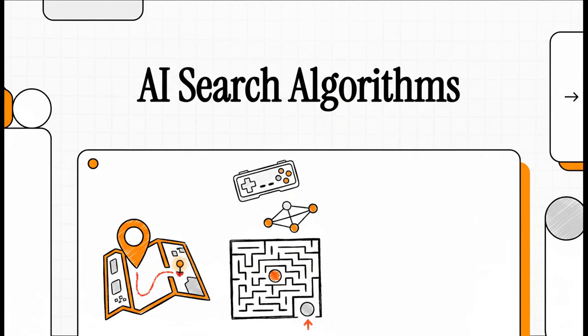Have you ever wondered how your GPS just knows the fastest route even when there's traffic? Or how an enemy in a video game can hunt you down so perfectly? Well, welcome to CS Course Companion. The secret behind all of that is a super powerful AI technique we're going to break down today: search algorithms.